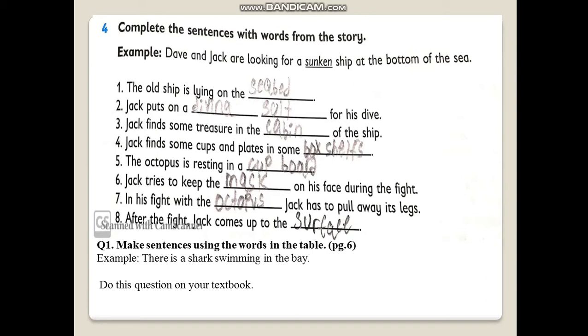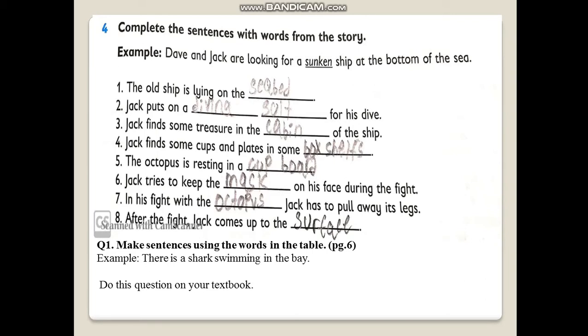Number 1: the old ship is lying on the blank. Seabed. S-E-A-B-E-D. Seabed. Jack puts on a blank for his diving suit. D-I-V-I-N-G, diving. S-U-I-T, suit. Jack finds treasure in the blank of the ship. Cabin. He finds a treasure in the cabin of the ship.